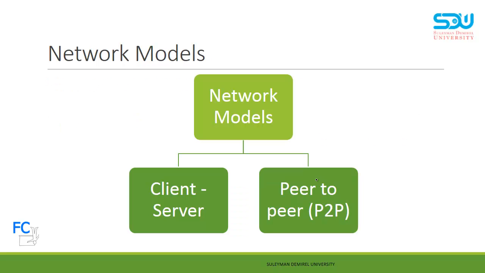Now let's take a look. Let's pause from the TCP/IP and OSI models, and take a look at the network models of communication type, like the client-server communication type and the peer-to-peer, or P2P, communication type. So what are the differences between them?